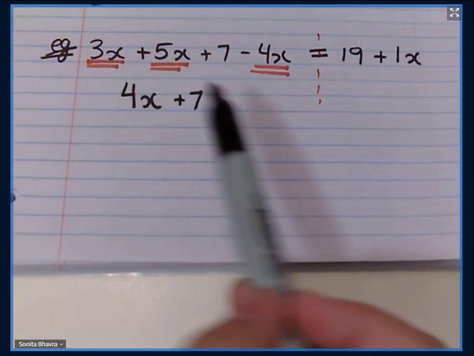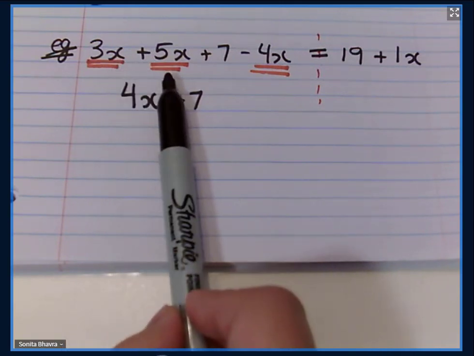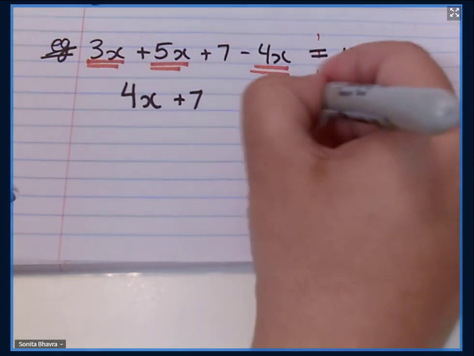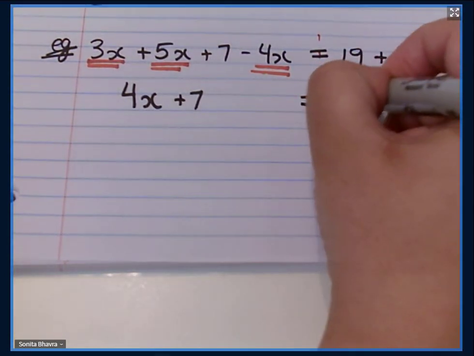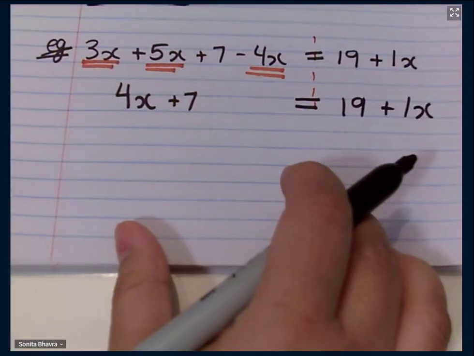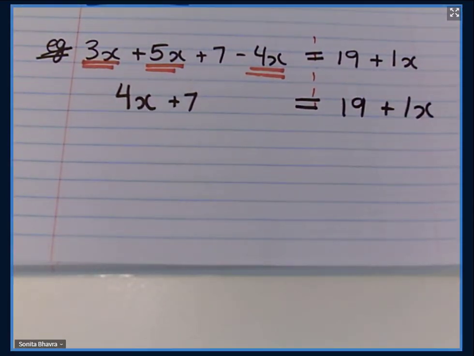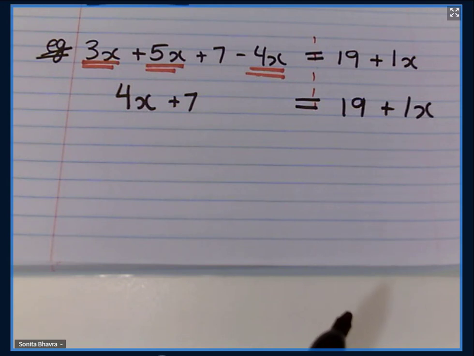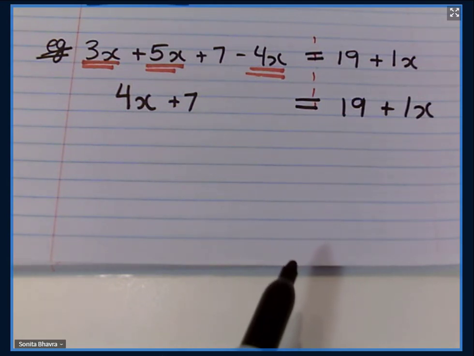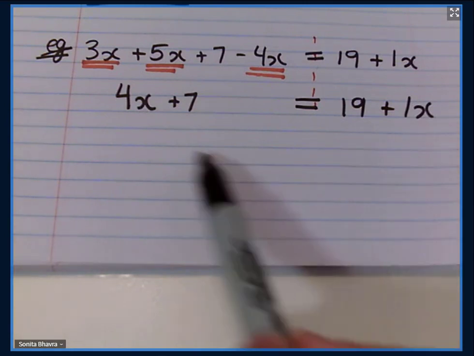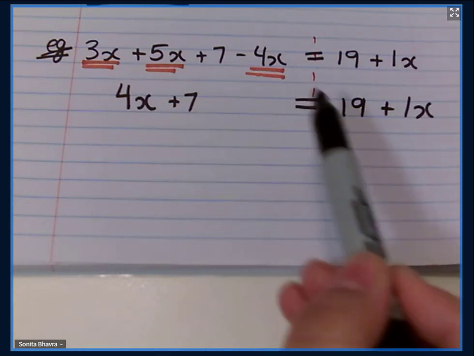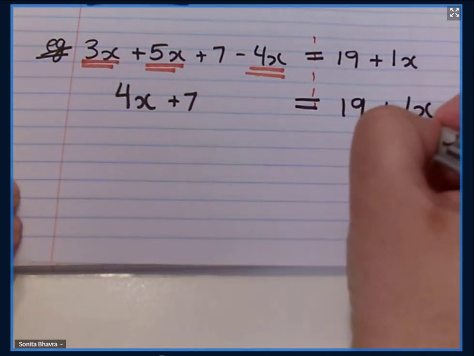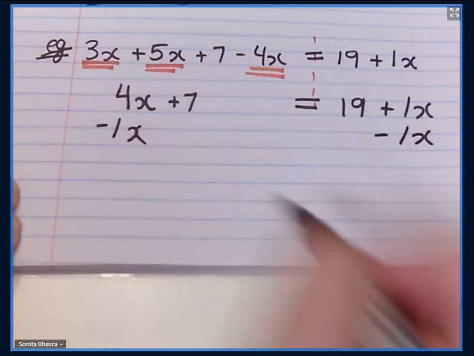Using colors does help when you're collecting like terms, like I did here. And next, we have our equal sign, and we have 19 plus the 1x. That's already looking like the type 3 we were looking at before. So now I'm going to collect my x's on the left-hand side. I have to bring this one over to this side. Because I'm going over the equal sign, I have to subtract. I have to do the opposite operation, and I have to do it to both sides.